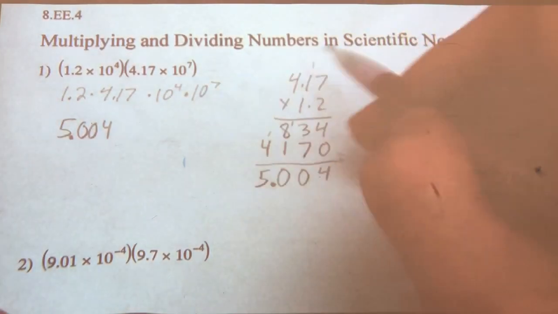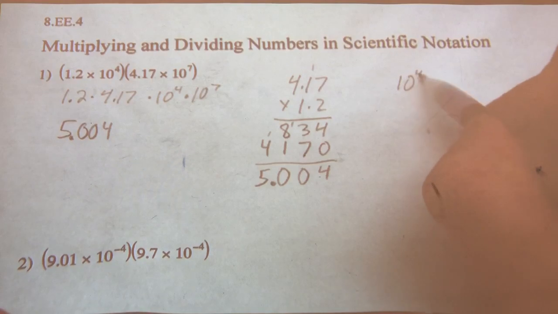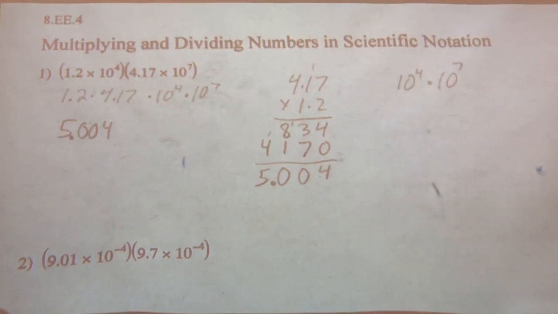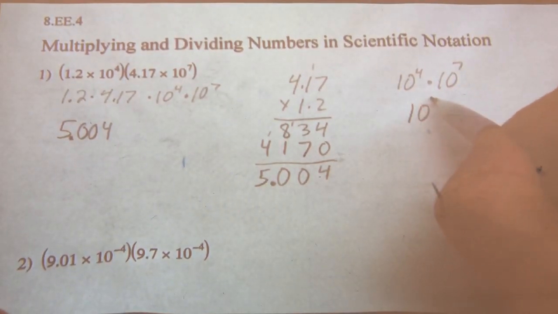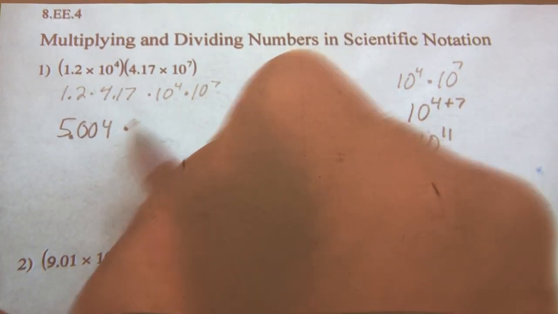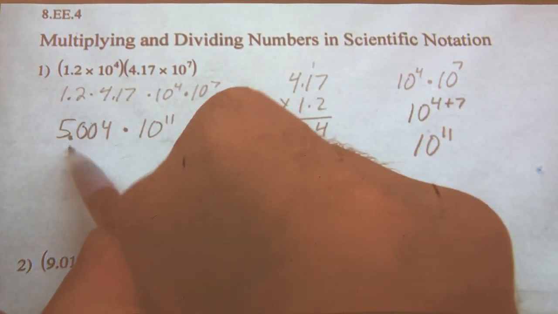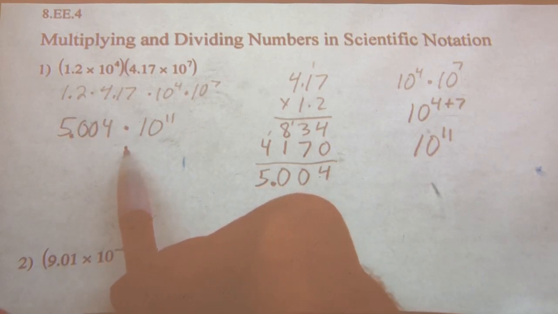And then we have to do the powers multiplication. We have to do this 10 to the 4 times 10 to the 7. So if we remember how to multiply powers, we know that when you multiply powers with the same base, you add the exponents. So we'll just add the exponents. And then we'll bring that 10 to the 11th power. And we can see that once we've multiplied those, we have an answer that's in scientific notation.